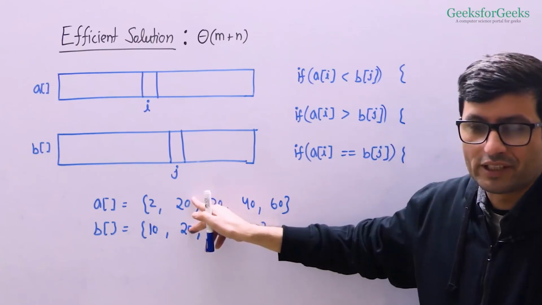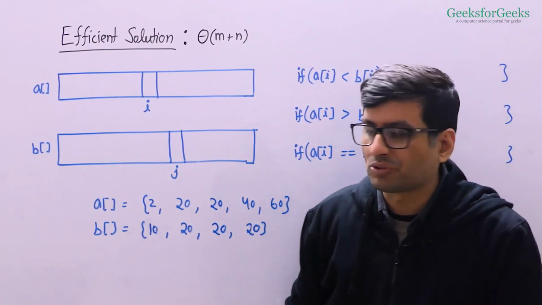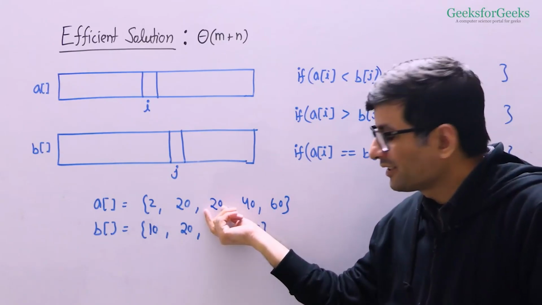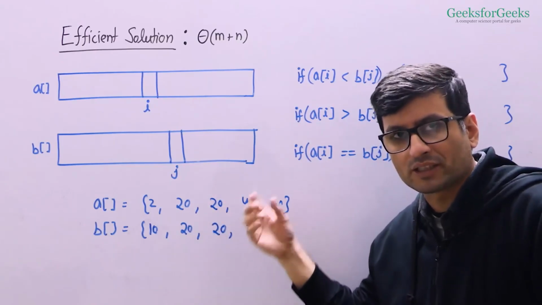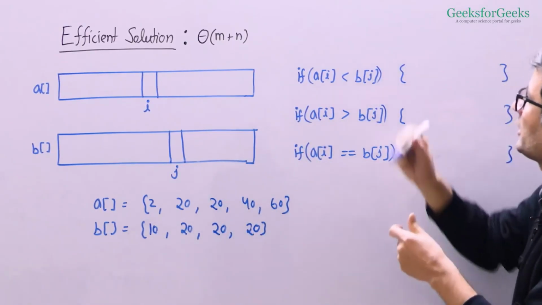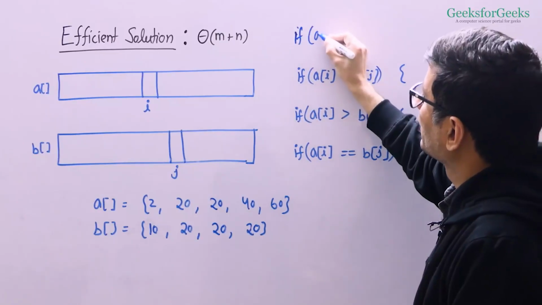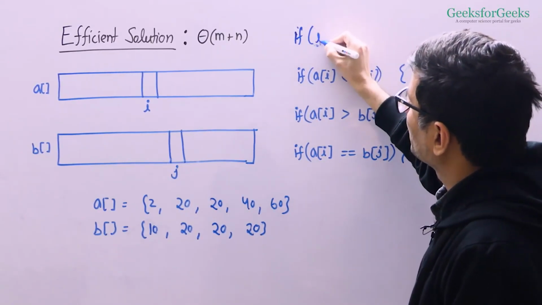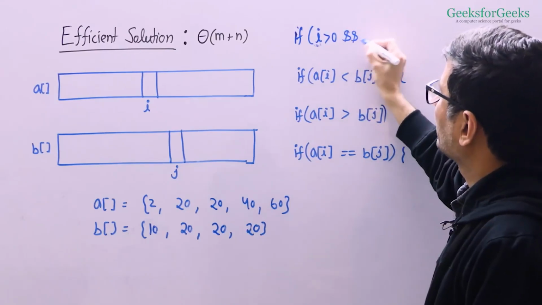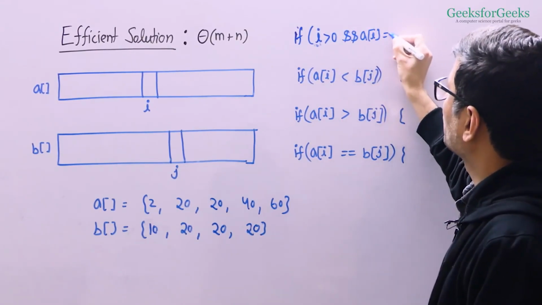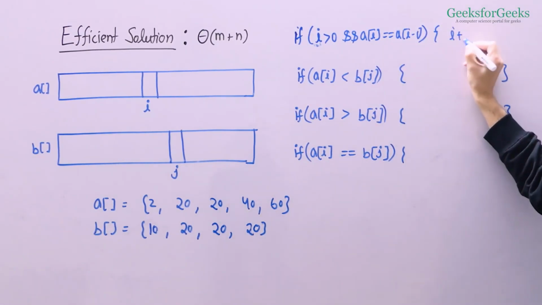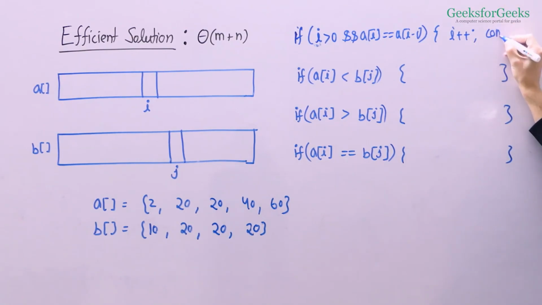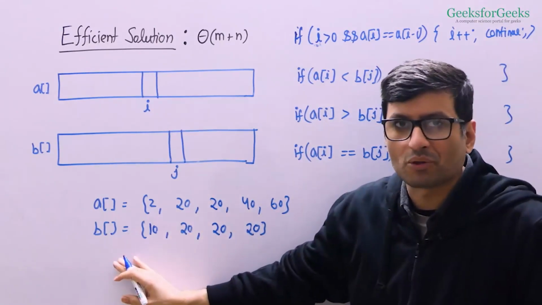Now how do we handle the duplicates? We can use the same idea as we discussed in the naive solution. If ai is the same as ai minus 1 and i is greater than 0, then we'll simply do i plus plus. That's the condition we'll put at the top, before putting any other condition. We are going to do i plus plus and continue the loop. We don't need to check for other things, because if this element was present in array B, it must have been processed already.